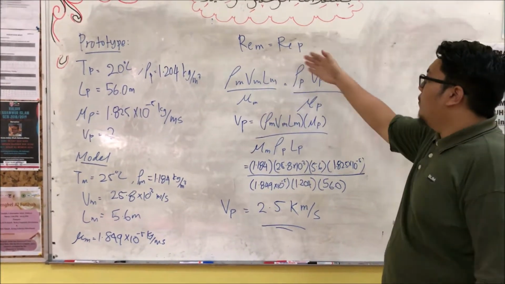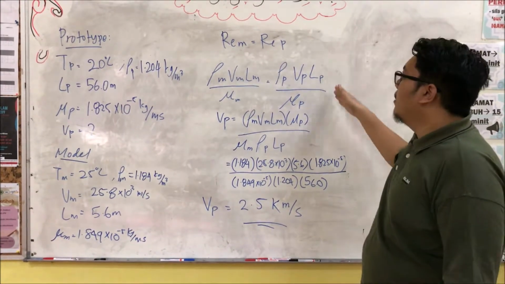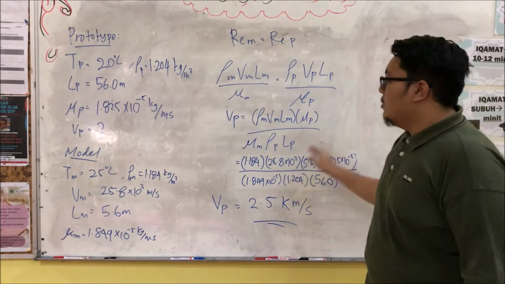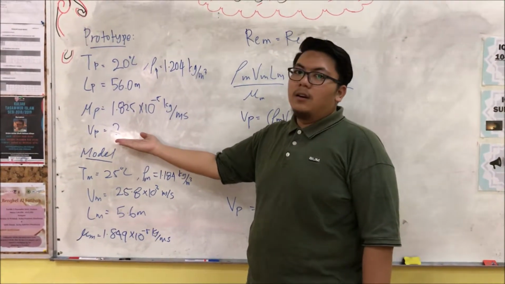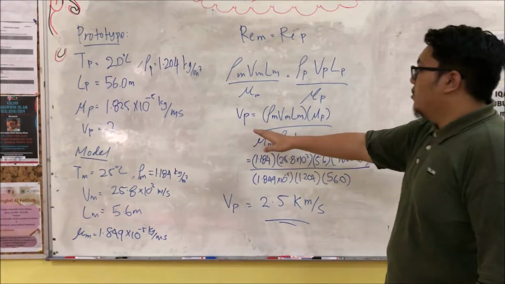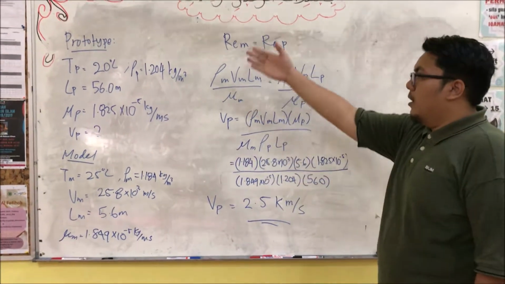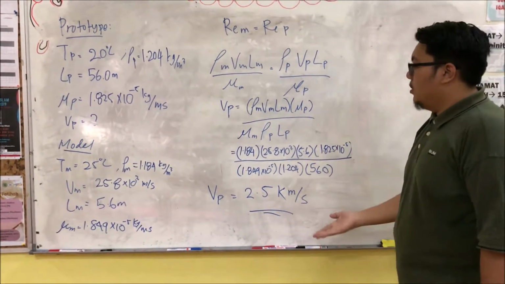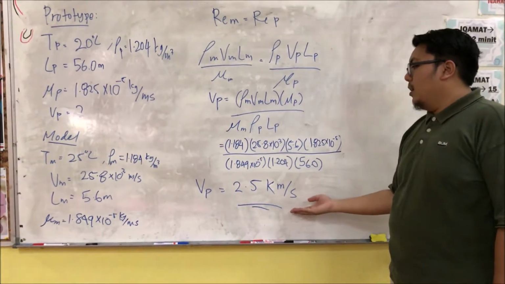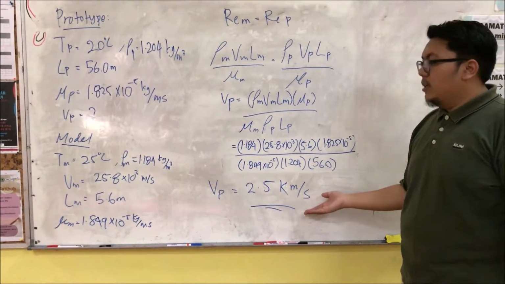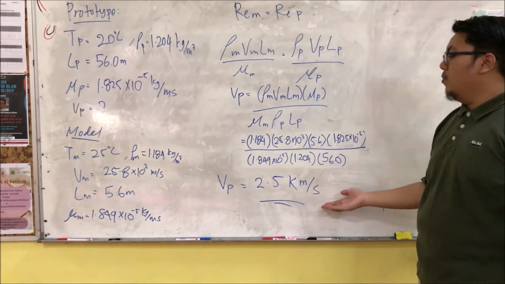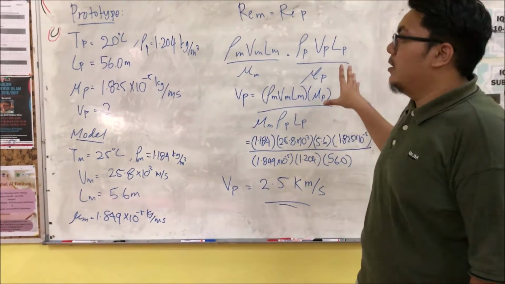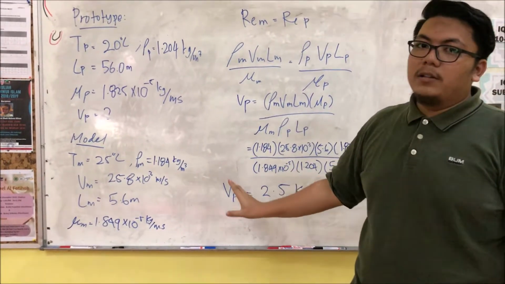So it's also the same for the Reynolds number for the prototype. From this equation we derive this equation to get the velocity of the prototype. So we substitute all the information in the derived formula, so we can see the answer for this question. The velocity is 2.5 kilometers per second. Okay, this is for more understanding about dimensional analysis.